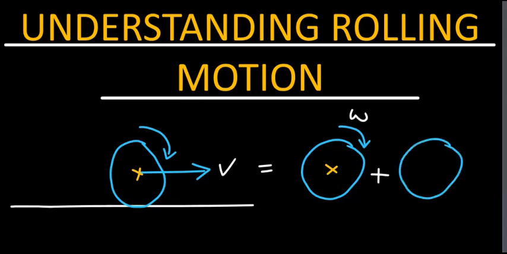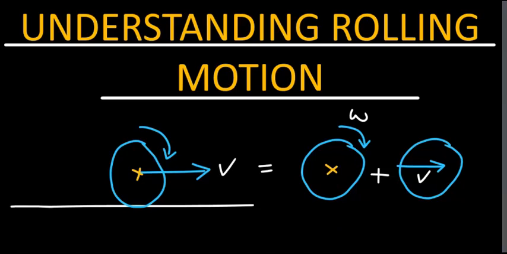Another way to look at this motion is as follows. Such a rolling motion can be decomposed into two parts. The first part is pure rotation about an axis passing through the center of mass, like that, with angular speed omega. And the second part is the translational motion of this body to the right, with a translational speed v. Let's look at the first factor, the rotational contribution.